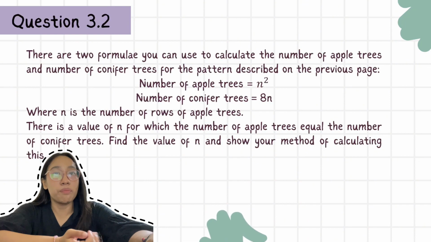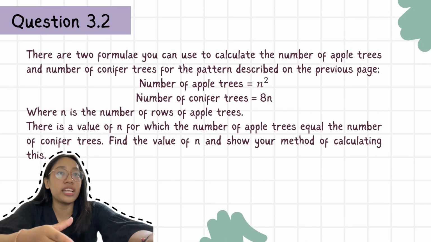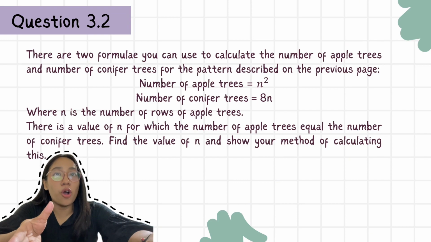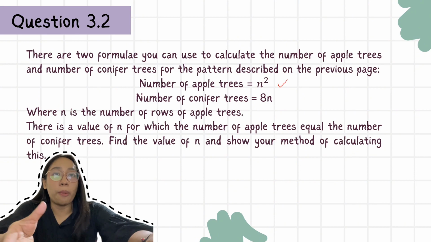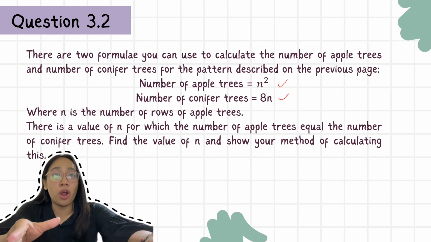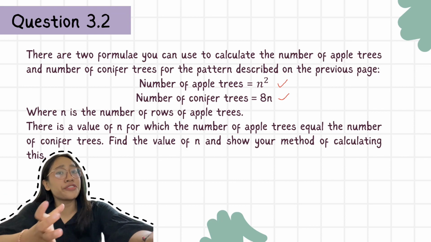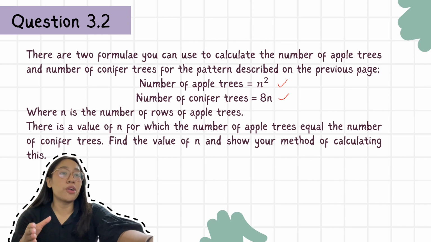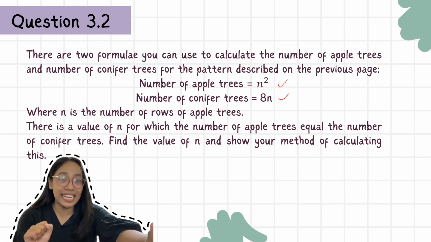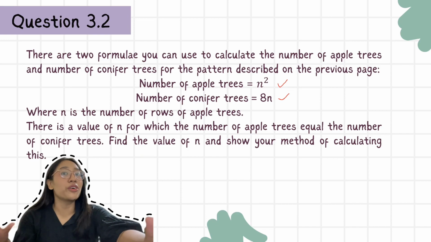Okay, next we move to the second question. There are two formulas you can use to calculate the number of apple trees and the number of conifer trees for the pattern described on the previous page. The number of apple trees is equal to n squared and the number of conifer trees is equal to 8n, where n is the number of rows of apple trees. So there is a value of n for which the number of apple trees equals the number of conifer trees. Please find the value of n and show your method of calculating this.